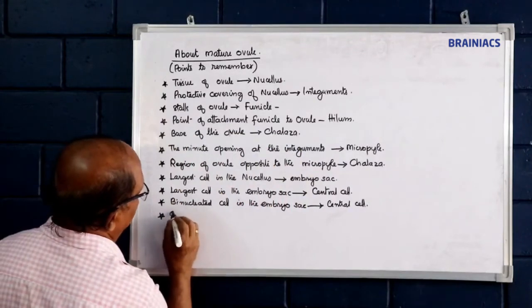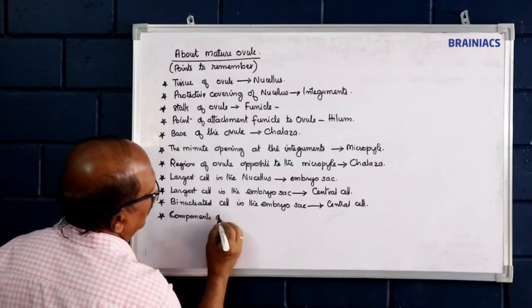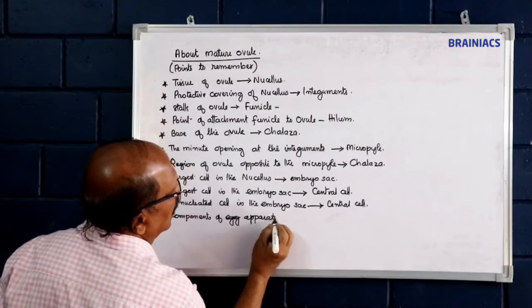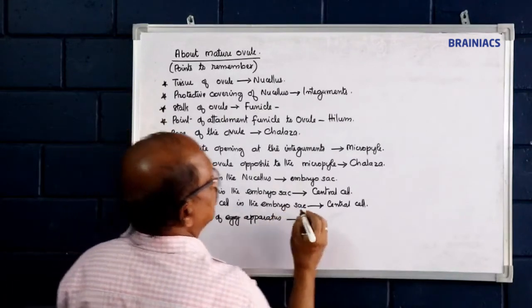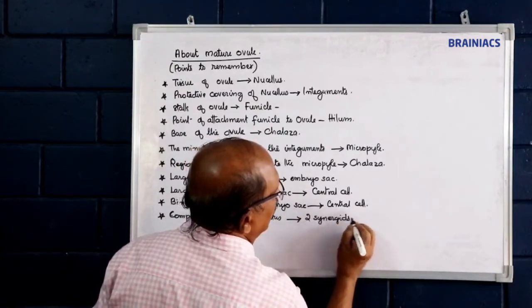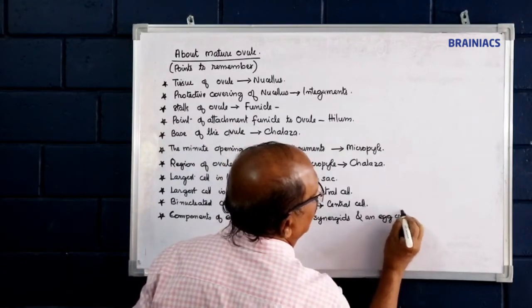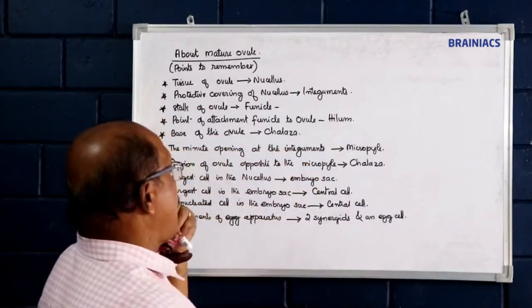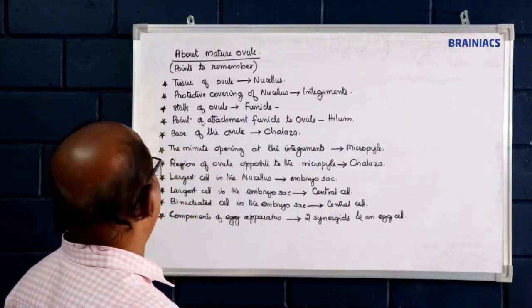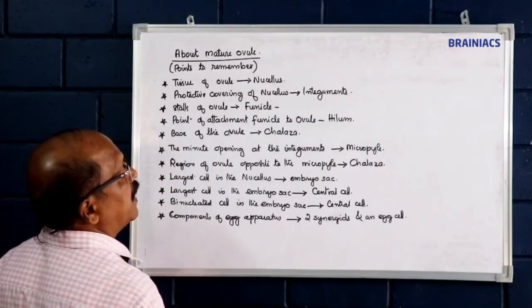Components of the egg apparatus: egg cell. Components of the egg apparatus: 2 synergids and an egg cell.